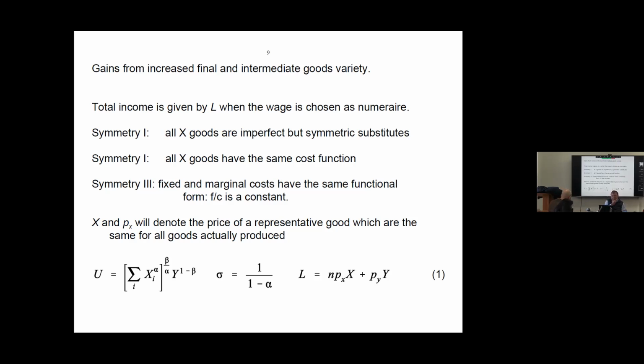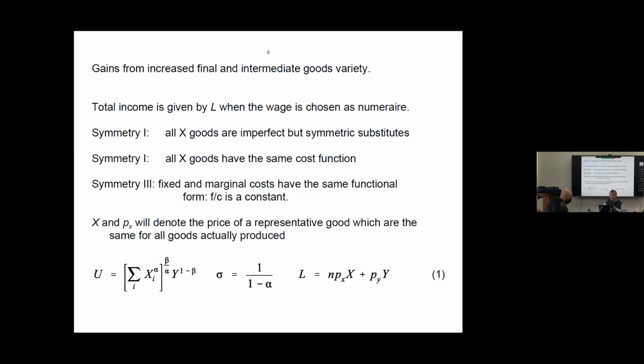Second assumption should say two, there's symmetry two: all goods have the same cost function. And symmetry three is something that's rarely recognized as an assumption, but when you start talking about multinational firms, it's a really bad assumption. This assumption is that fixed and marginal costs have the same functional form, so that the ratio of fixed cost to marginal cost is a constant. And you'll see where this matters. That's also very important in simplifying the model to get some analytical solution.